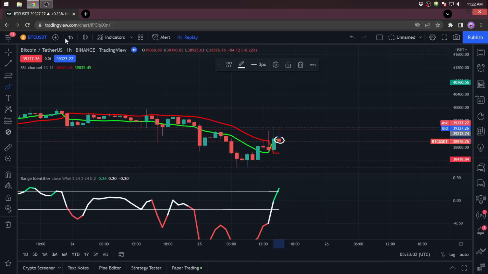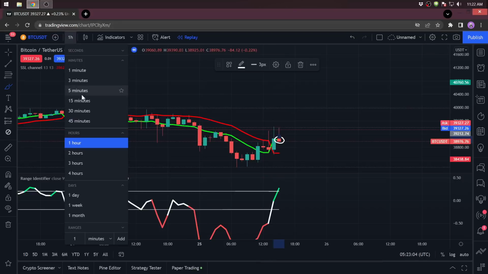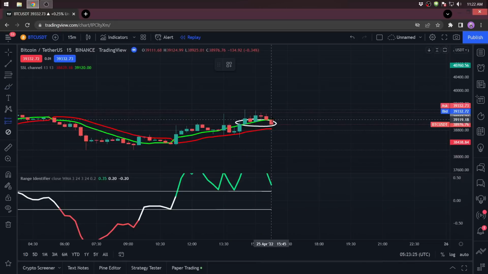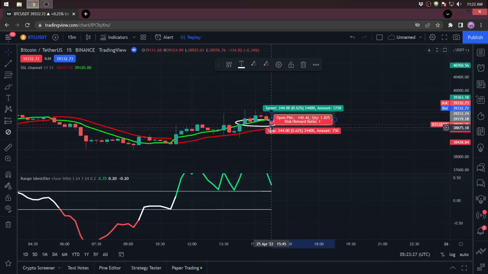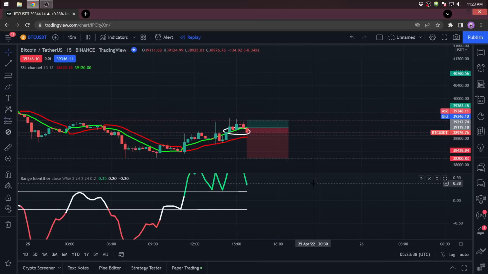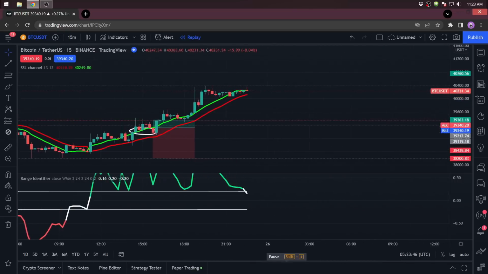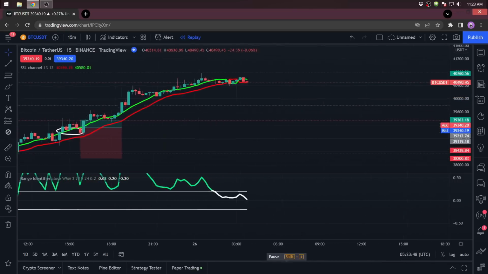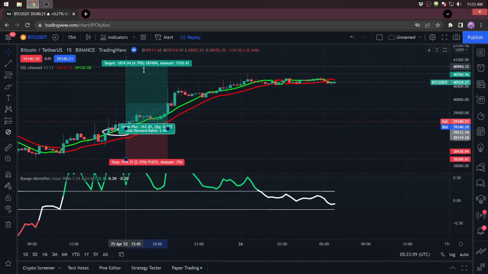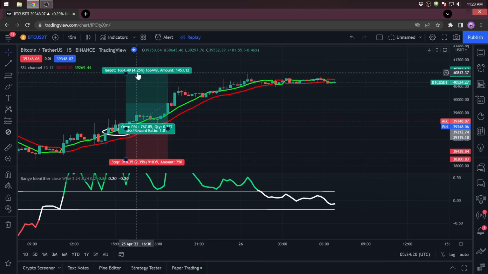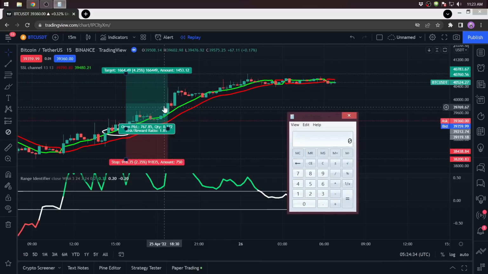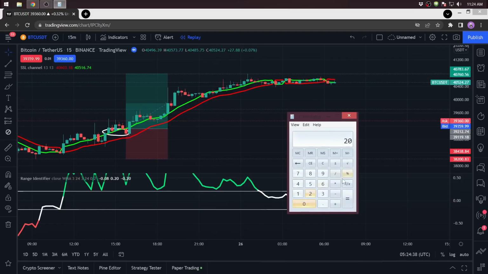So we just change the time frame to 15 minutes and take a long position here, and our stop loss will be the last swing low. And if I look after a while, the price goes up, and you can see we make 4.25% profit from this trade with zero leverage. So in this trade, if you use 20x leverage, that means your profit will be 85% for one trade.